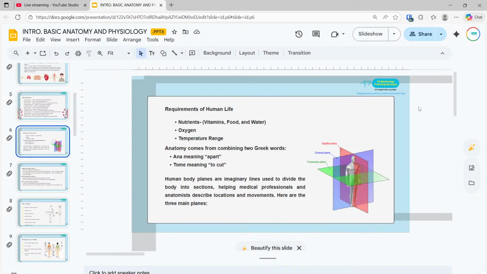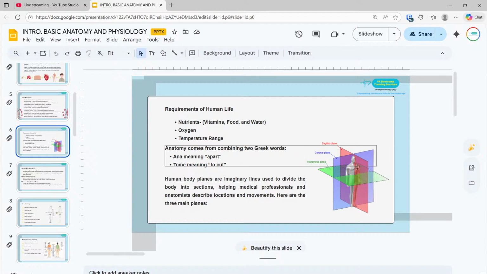Okay. Next is the requirements of human life. The requirements of human life are nutrients, which come from vitamins, food, and water, oxygen, and temperature range. Anatomy comes from combining two Greek words: ana meaning apart and tomi meaning to cut. So anatomy: apart, and to cut. The human body planes are imaginary lines used to divide the body into sections, helping medical professionals and anatomists describe locations and movements. And here are the three main planes.